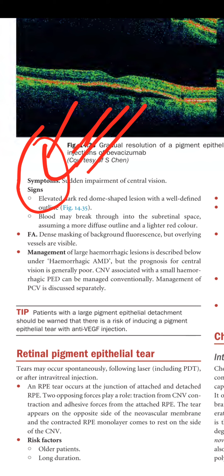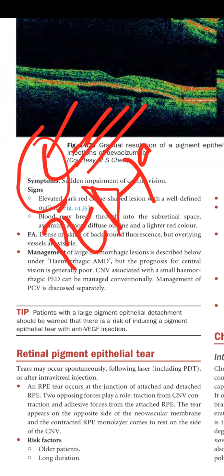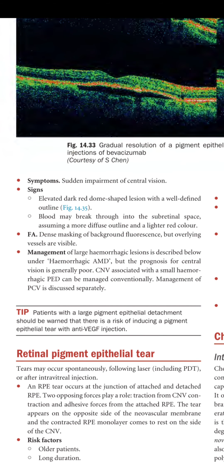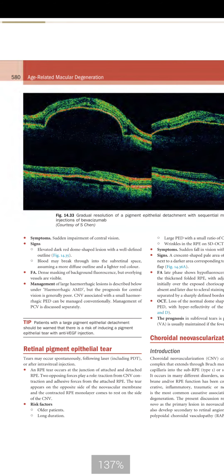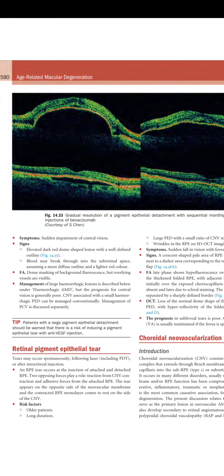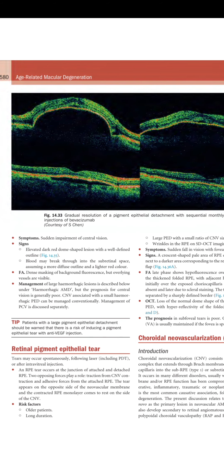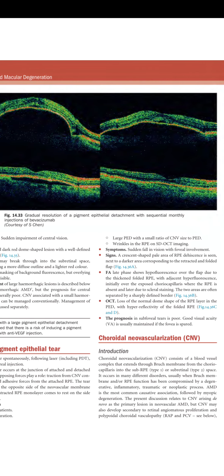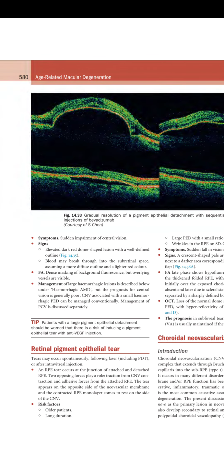A patient with a large pigment epithelial detachment should be warned that there is a risk of inducing a pigment epithelial tear with an anti-VEGF injection. So for those having a PED, when you give anti-VEGF, there can be formation of an RPE tear. You can see gradual resolution of a pigment epithelial detachment with sequential monthly injections of bevacizumab. You can see that there is a pigment epithelial detachment and it is getting resolved.